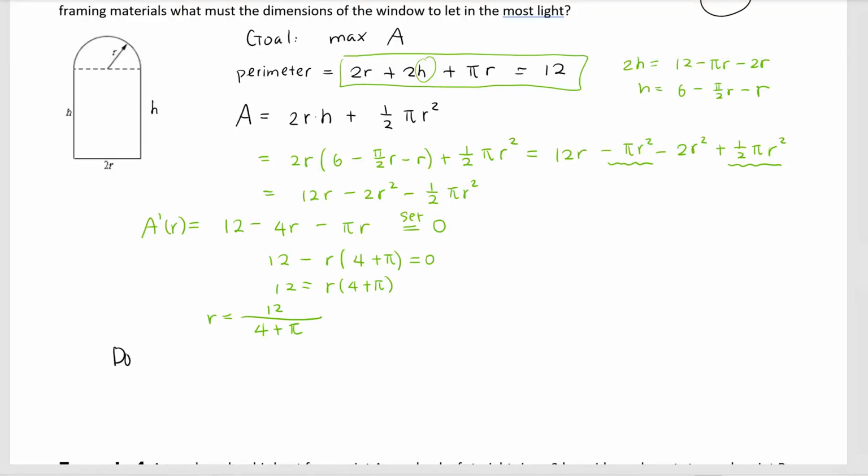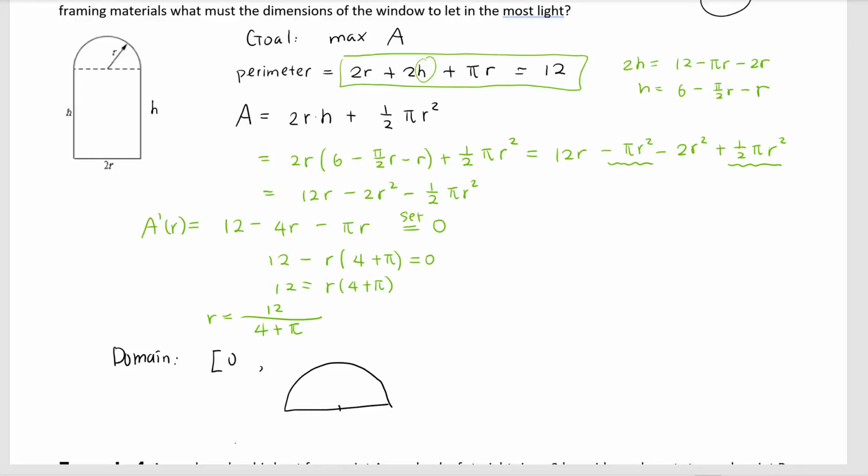The next step is to find the domain. What's the domain of r? How small can r be? Well, it could be 0, right? If r is 0, your window is just like two line segments, like that, and each of them is 6 meters. Okay, how big can r be? Well, your biggest r is when your h is 0. So your window is just like this shape.